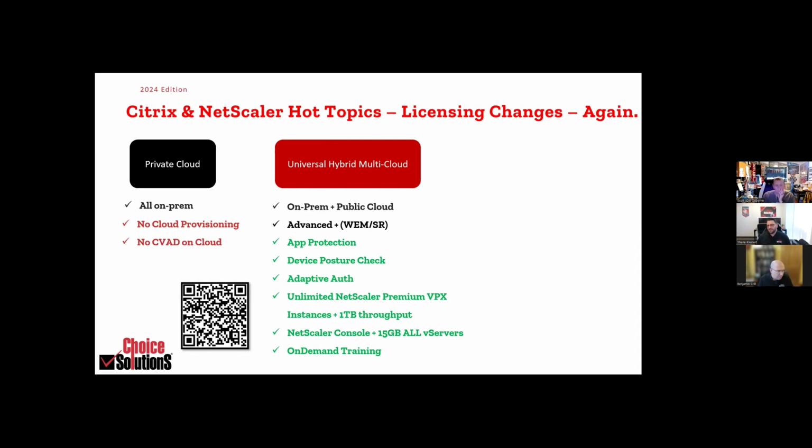This is unlimited NetScaler, right? So premium NetScaler that you may be used to. You had to buy VPXs with your CVAD or your DaaS environment. The hybrid multi-cloud license, when you buy that license net new, essentially comes with unlimited NetScaler up to 1 terabyte of bandwidth, unlimited. So it doesn't matter how many VPXs at premium licensing. And that's a huge value add, and why they're bringing NetScaler back into the fold. NetScaler Console, traditionally ADM, 15 gigs of storage there, and 100% all VIPs included.